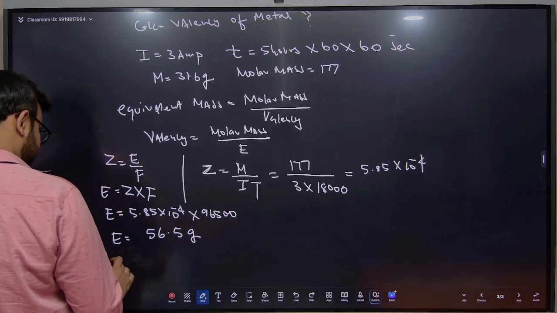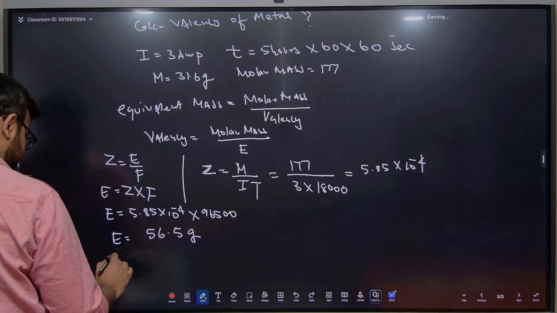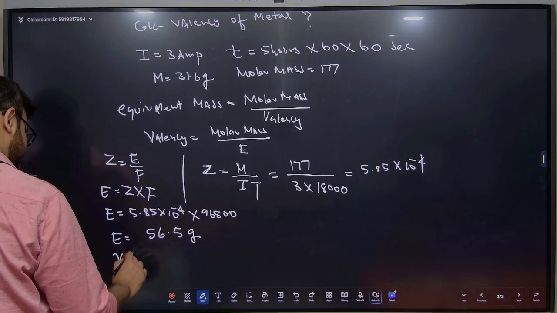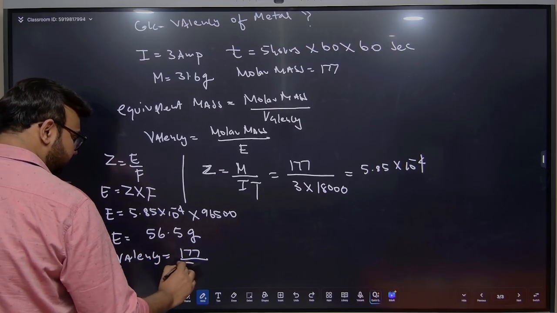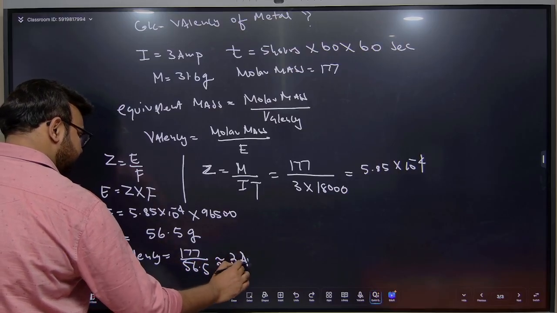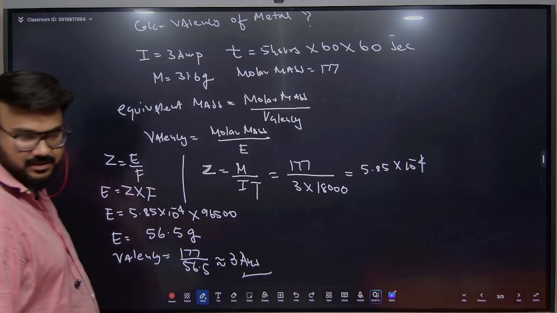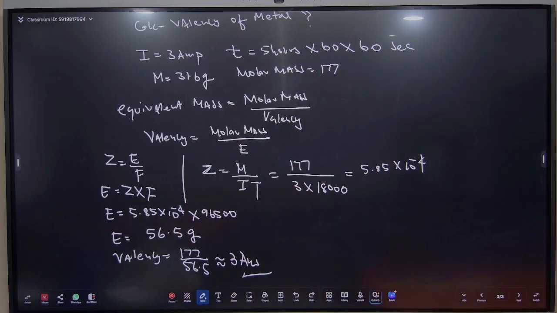And then finally, molar mass is 177 by 56.5. So approximately 3 is the answer. Everyone check. But if you're calculating, it's okay. You don't need to copy my answer. You should not skip the calculation. You should do the calculation. Advait, Advika, Shreyan, you must do it. That's how you learn.